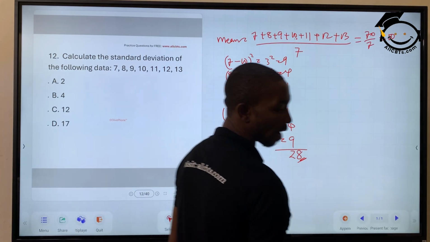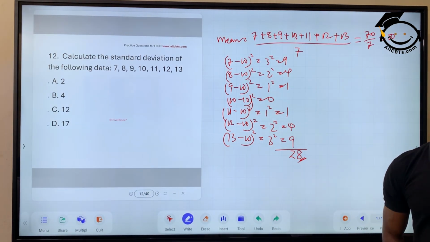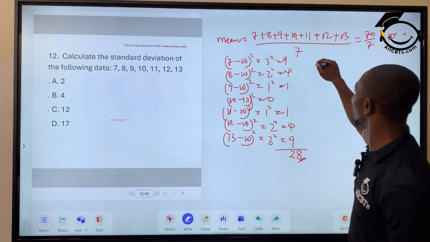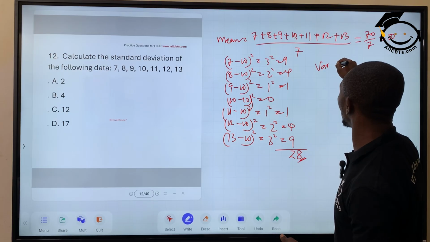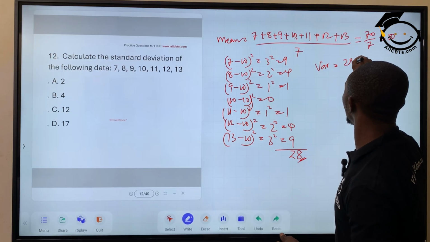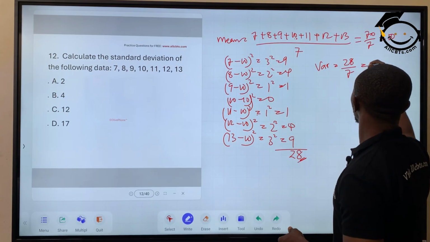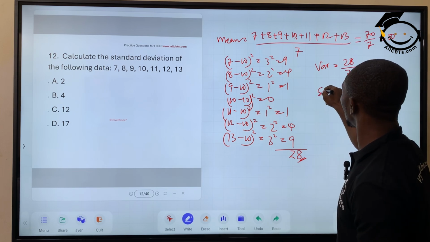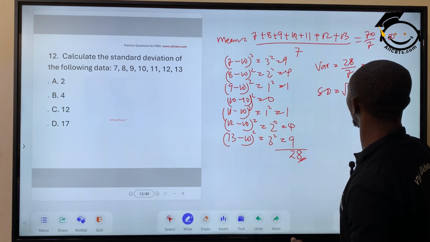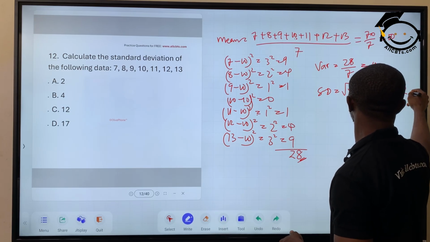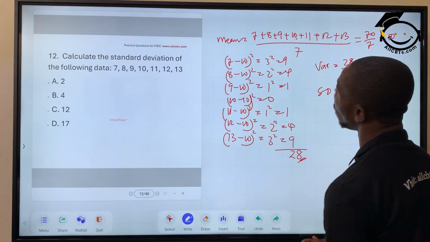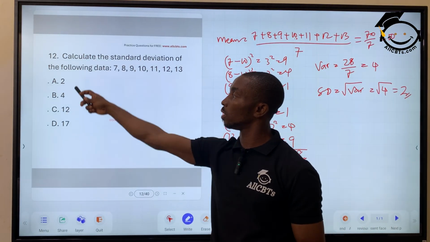Now having 28 as our answer, for us to find standard deviation, we'll first of all look for variance. And variance will be 28 divided by 7, which is 4. And standard deviation is the root of variance. So root of 4 would be 2. So our standard deviation for this set of data would be 2.